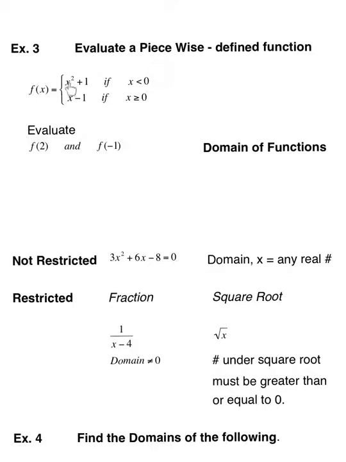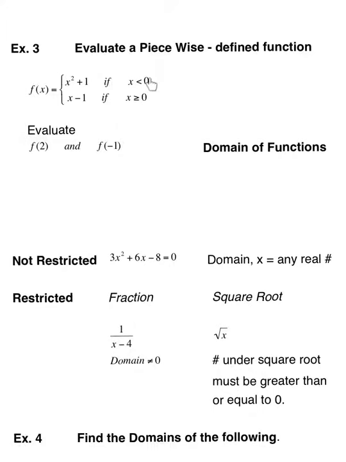We've got f of x is equal to two different functions, but f of x is only equal to x squared plus 1 if and only if the x value that you're putting in here is less than 0. If the x value that you're evaluating or plugging into the function is greater than or equal to 0, you're going to use x minus 1. So these right here determine where you're going to plug a number in.